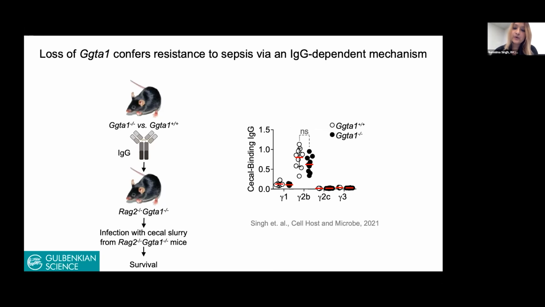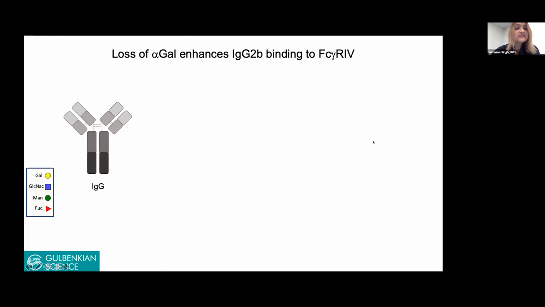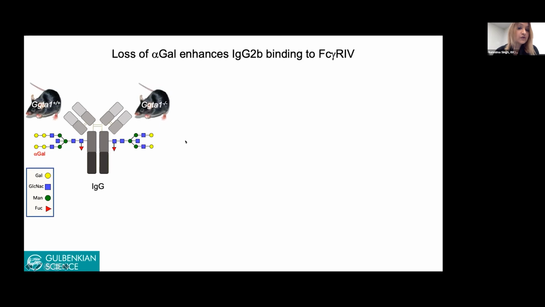These IgGs were predominantly of the IgG2b subclass, and they were produced to the same extent in both genotypes. Now, IgGs are glycoproteins. It is known that in wild-type mice, the Fc portion of the heavy chain contains glycan structures which express alpha-gal at the terminal end. We therefore asked whether knockout mice lack alpha-gal expression on the Fc structure.